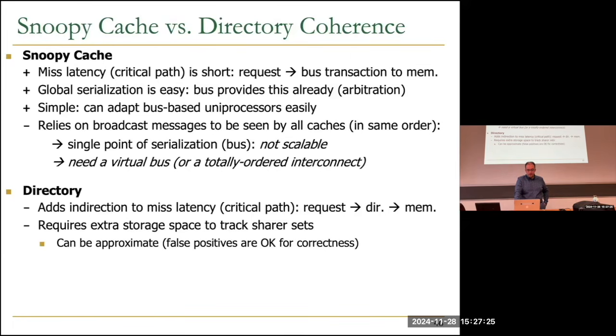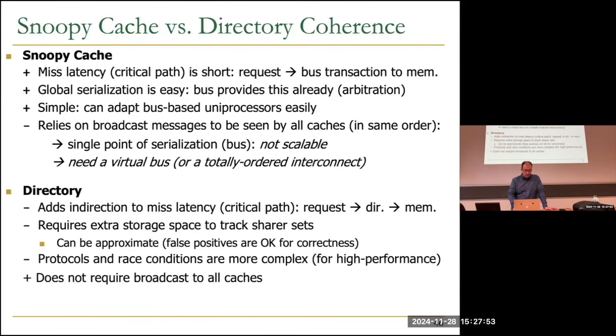This can be approximate. You can actually reduce that, because false positives are okay, at least for correctness. So you can think of storing some Bloom filters, essentially. You can have your directory as a Bloom filter. Since a Bloom filter does not have false negatives, it's okay for correctness. But false positives can impose some performance overhead, which we like to minimize.